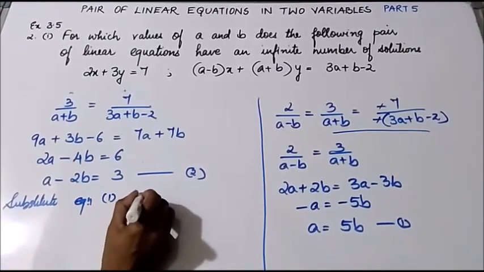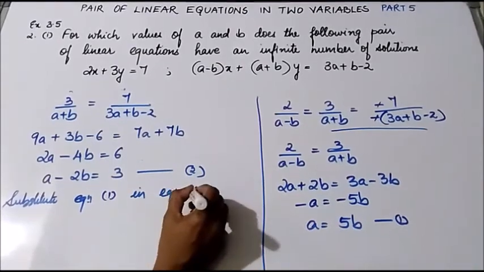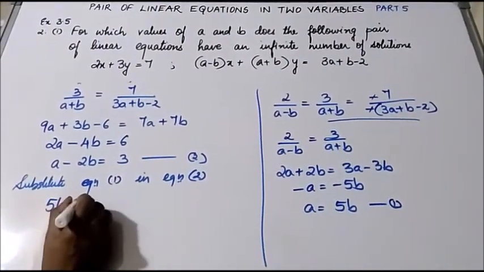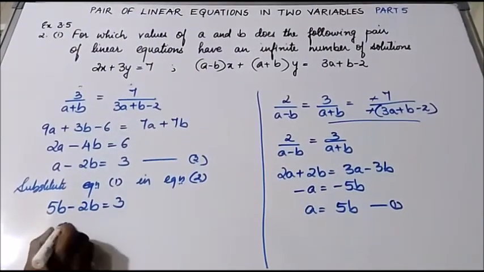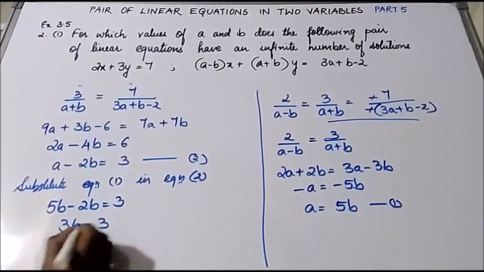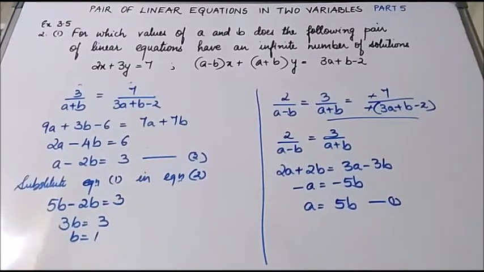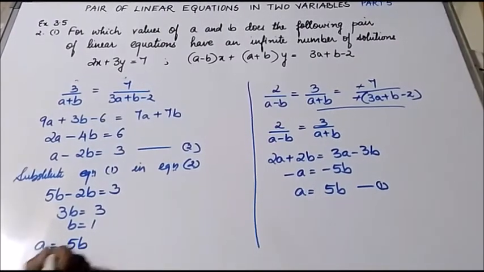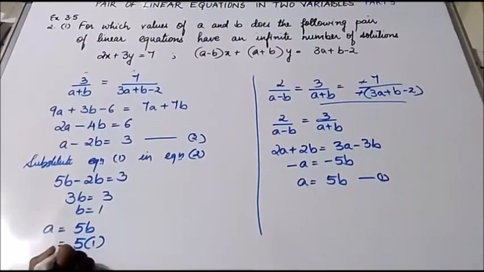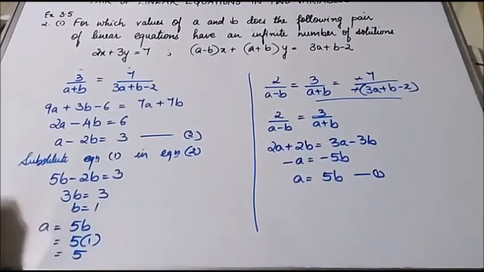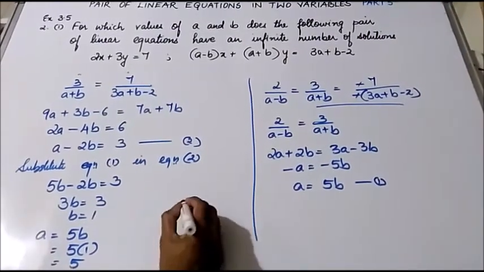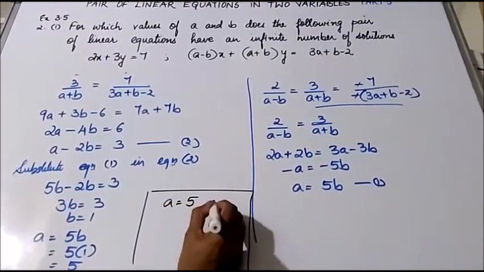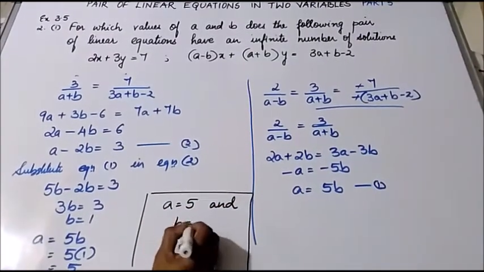Now substitute equation 1 in equation 2. Okay, in place of a, what do we write? 5b. So we get here 5b minus 2b is equal to 3. That is 3b is equal to 3. b is equal to 1. Now what will be a? a is equal to 5b, that is 5 into 1, that is equal to 5. So what we get? The answer, we get a is equal to 5 and b is equal to 1.